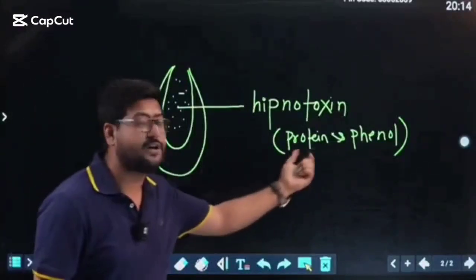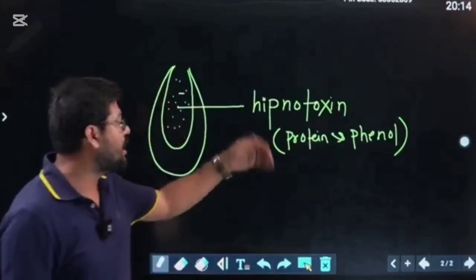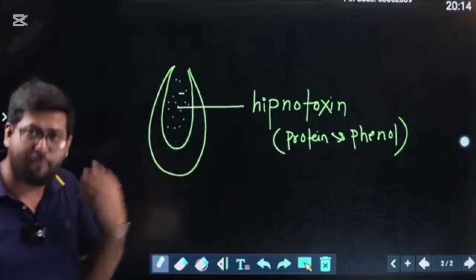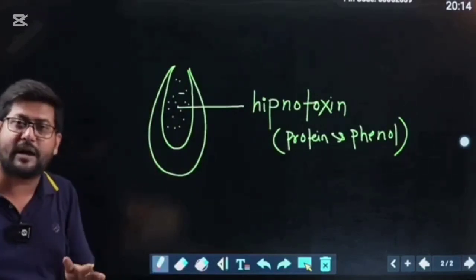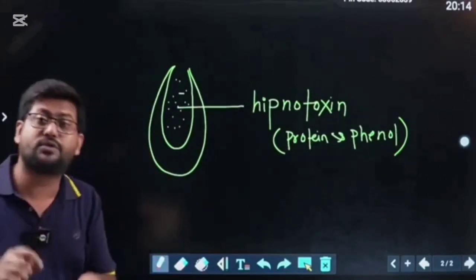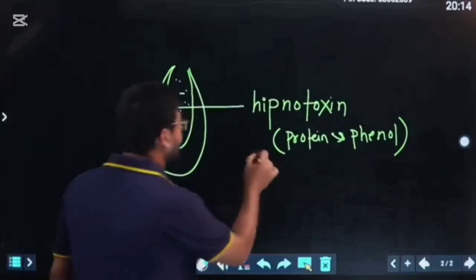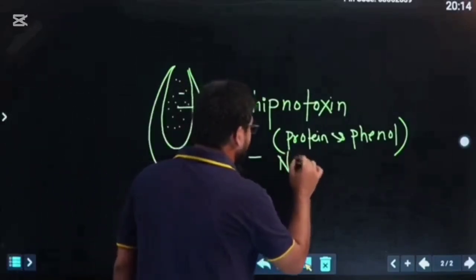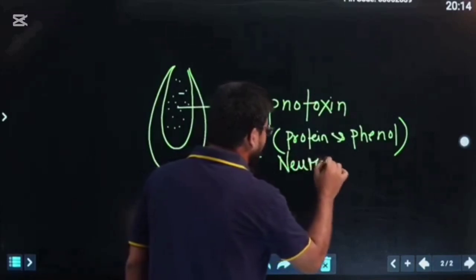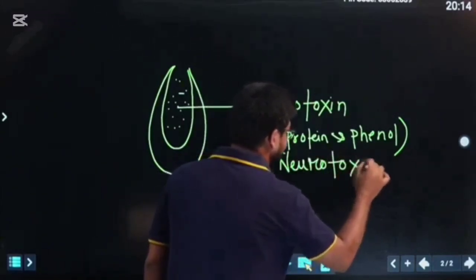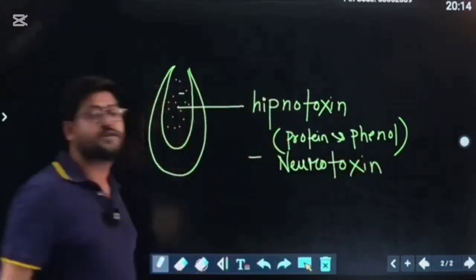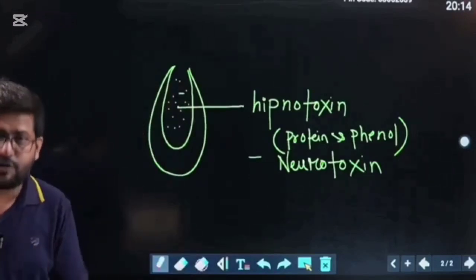is protein and phenol. So both are forming a chemical that is poisonous and it can hypnotize because it works onto the nervous system. That is why you can also say it is neurotoxic. Mind it, neurotoxin. Okay, neurotoxin. There are two kinds of toxic elements.